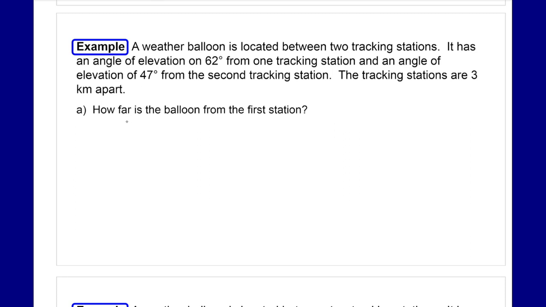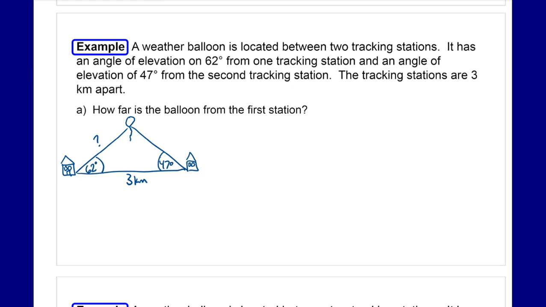So let's draw our little weather balloon. Let's assume that maybe it looks like an actual balloon. We have 2 weather stations apart. 62 degrees is one angle, 47 degrees is the other. And we're told that the 2 stations are 3 kilometers apart. We want to find out how far is the balloon from the first station.